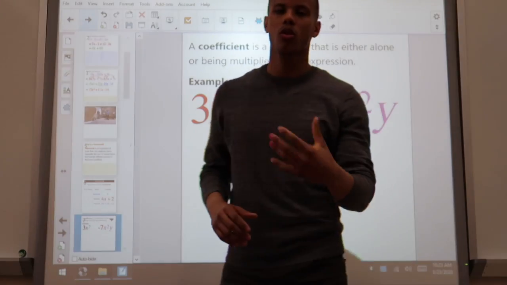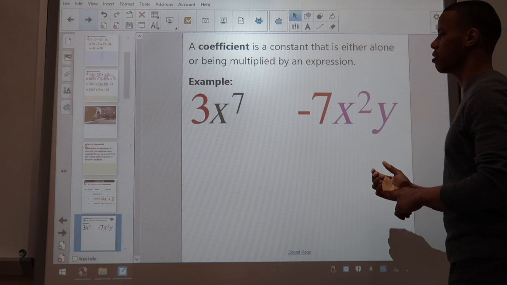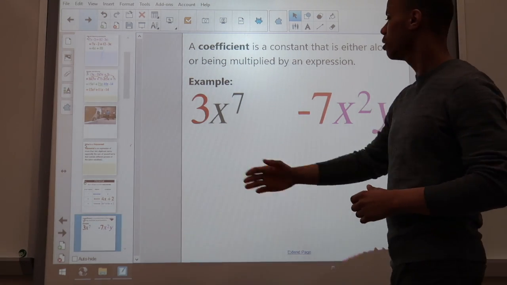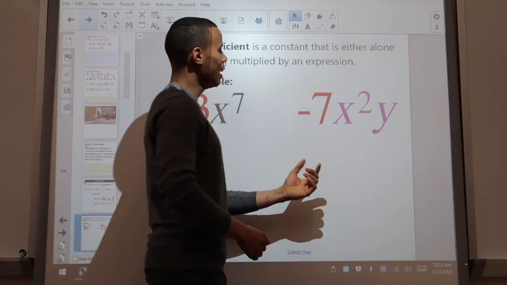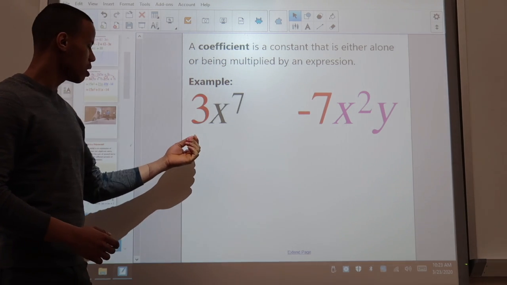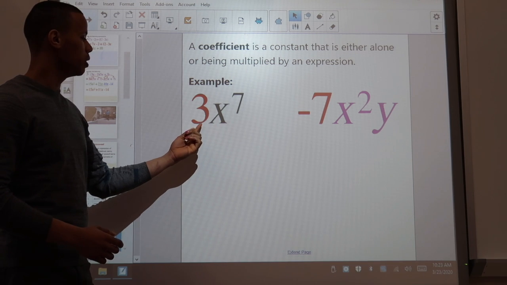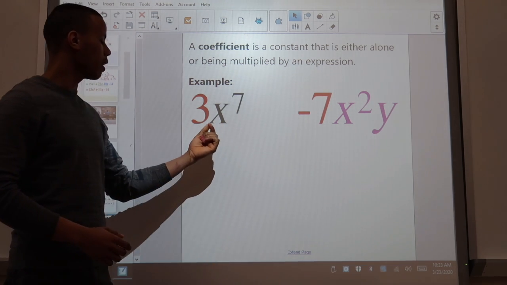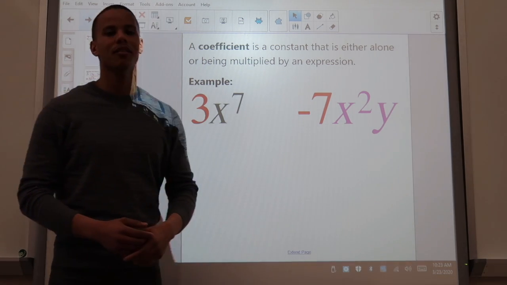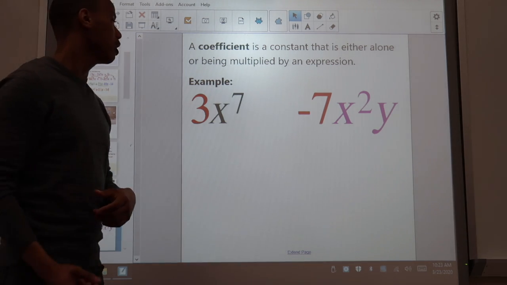Now we get into a coefficient. A coefficient is a constant that's either alone or being multiplied by an expression. In this case, we have 3 times x to the 7, and we have negative 7x squared times y. In both cases, your coefficient will be the 3 for the 3x to the 7 power, and for your second one, your coefficient is going to be the negative 7. So it's the constant in front of your variable.